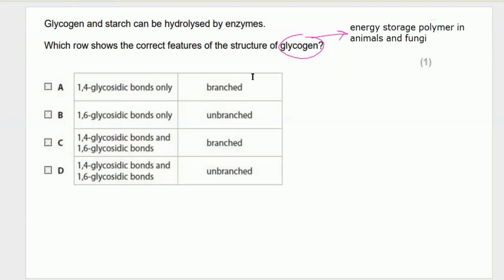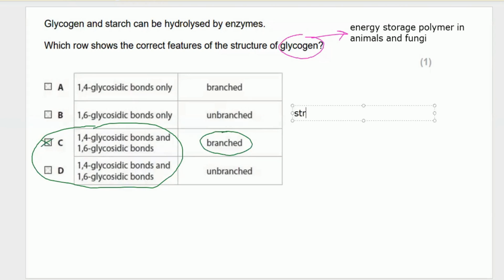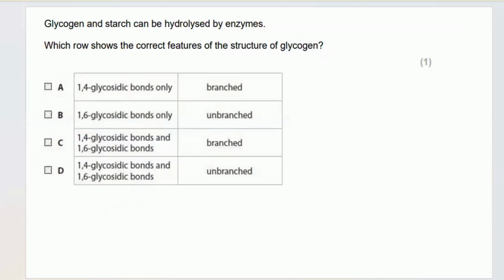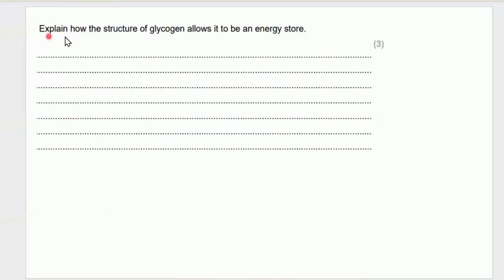So if you're highly branched, what must be your glycosidic links? 1 to 4 are the ones which just join two monomers together, and then 1 to 6 is where you go vertically, up or down, to another branch. So we're looking here at C, because it has 1 to 4 and 1 to 6 glycosidic bonds, and it's branched. You can't have 1 to 4 and 1 to 6 glycosidic bonds and be unbranched. So D is definitely incorrect. And if you're branched, you're going to have more than one type of bonding. And it's those lots and lots of branches in glycogen that give it one of its important features as a storage molecule, which is that it's hydrolyzed easily.